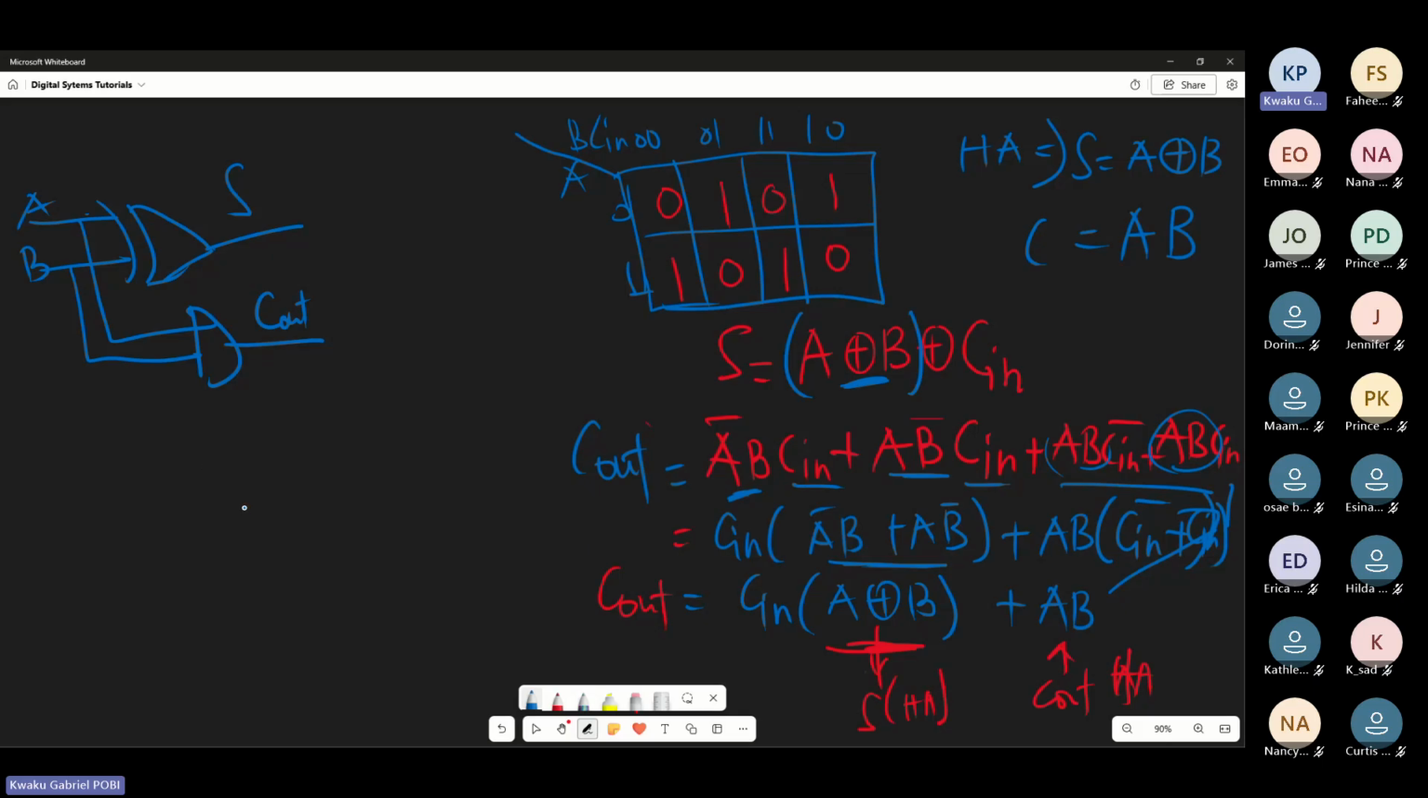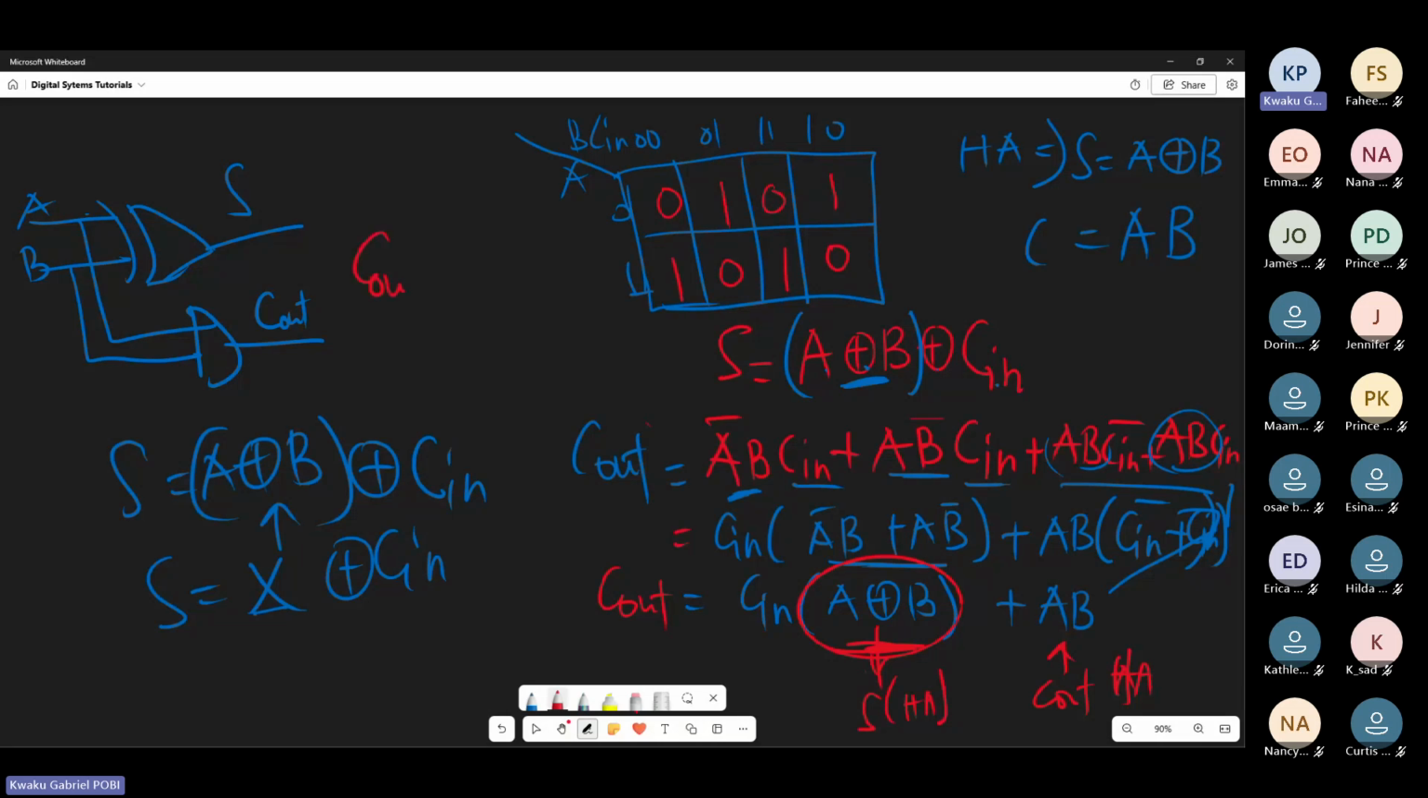But then if you want to implement a full adder, we are saying that we can implement a full adder with 2 half adders, because when you check the expression for the full adder, the sum is A XOR B XOR C in. So what I'll do is the A XOR B, let me represent this with X. So I'm replacing A XOR B with X. So it means I have the sum to be what? X XOR C in. And then for the carry out, I'll place X here too, right? So the carry out for the full adder becomes what? C in X plus AB.